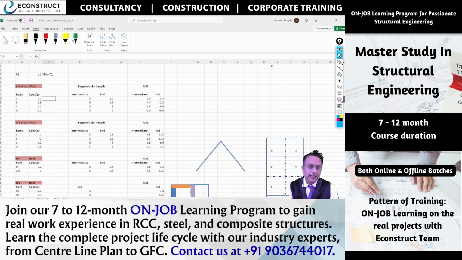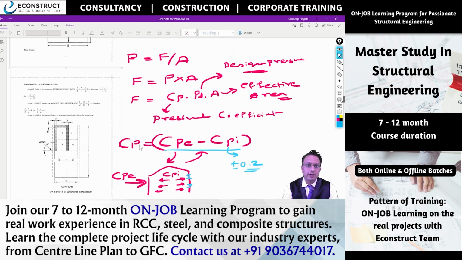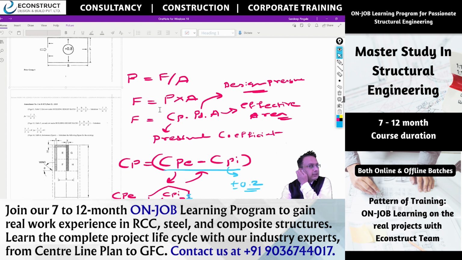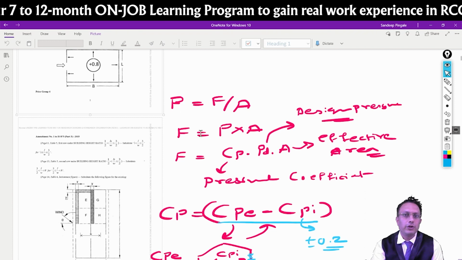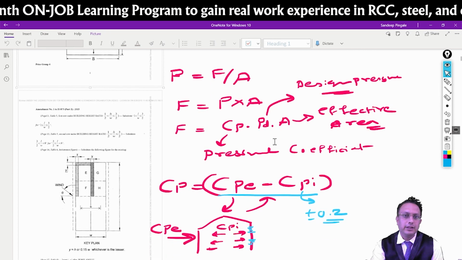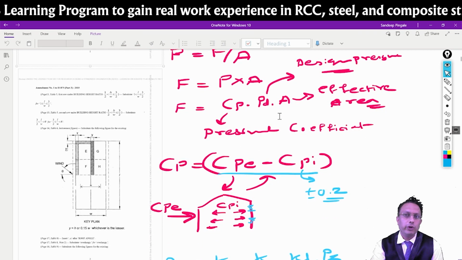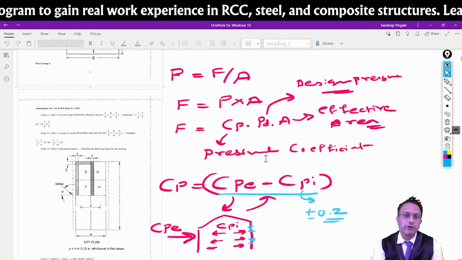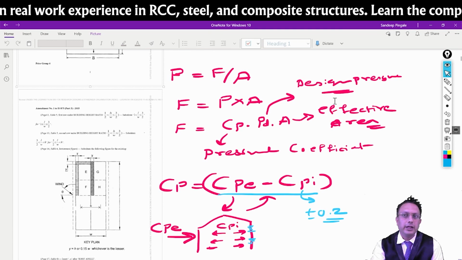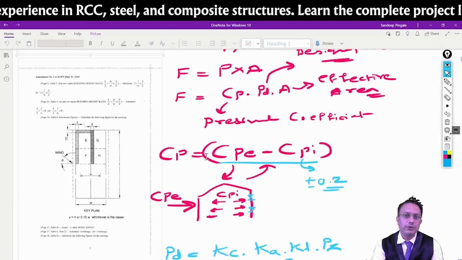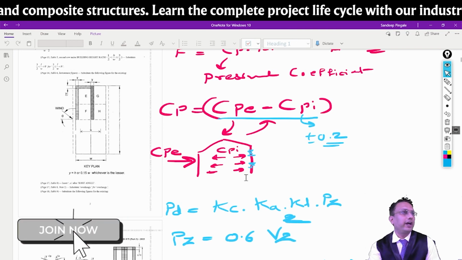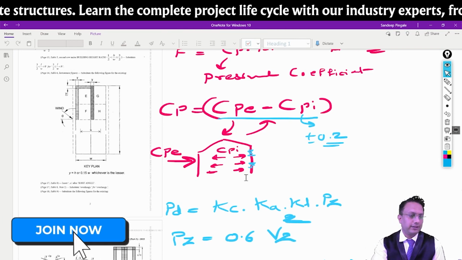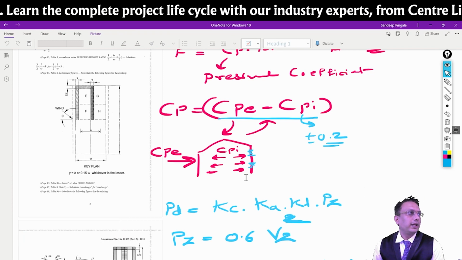So if you remember during the last session, we have carried out certain calculations over here. P is equal to force upon area. Pressure is basically force upon area, Newton per mm square. Correct? F is equal to obviously what? P into A. F is equal to Cp into Pd into A. What is Cp? The pressure coefficient. Pd is what? Design pressure. Cp is equal to Cpe minus Cpi. So the internal pressure coefficient is 0.2, 0.5, 0.7 plus or minus that we have seen during the last session. Am I right? Yes, sir.